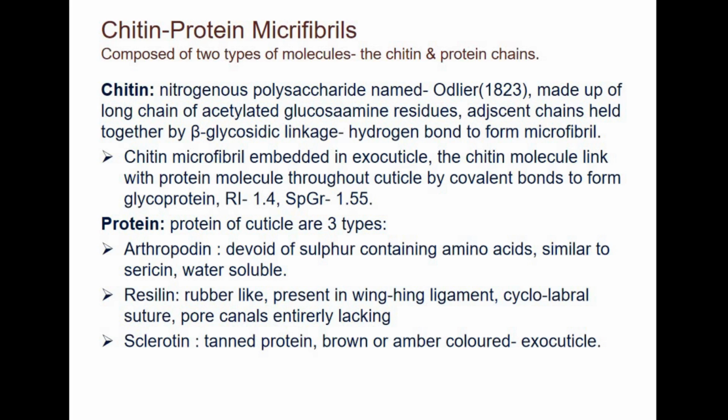The glycoprotein forms 60% of the dry weight in the endocuticle and 22% of the dry weight in the endocuticle in case of Periplaneta. So the chitin, it is very important, you have to remember that chitin is insoluble in water, insoluble in alcohol, ethers and other organic solvents and alkalis, but it is soluble in concentrated mineral acids. It has a refractive index of 1.4 and a specific gravity of 1.55.